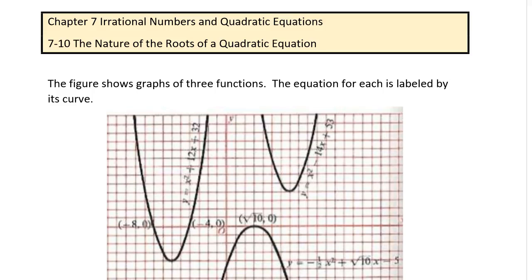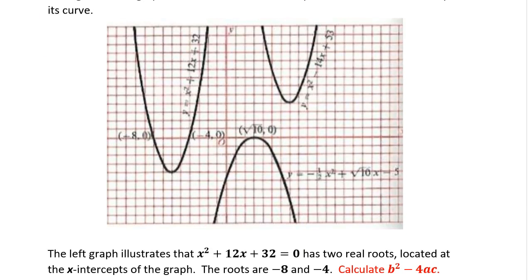This video is for lesson 7-10 about the nature of the roots of a quadratic equation. Here we have three quadratic equations which are graphed. We know that they create parabolas, so there's three of them drawn on the same grid. The y-axis is coming down right here, and the x-axis is coming across right here, and they intersect at the origin.